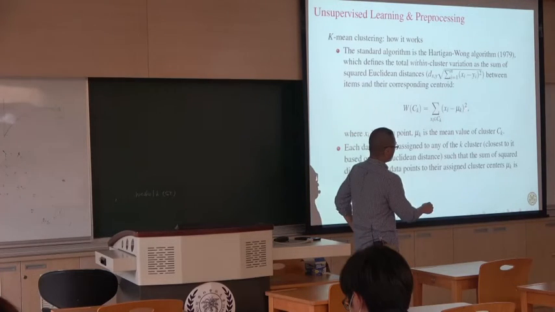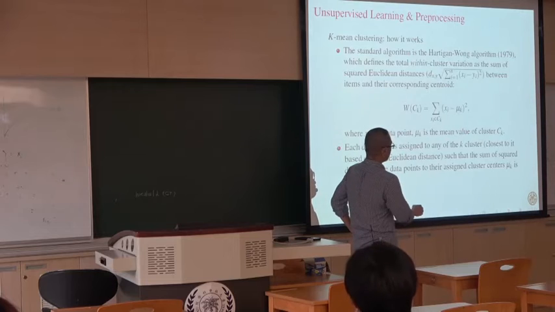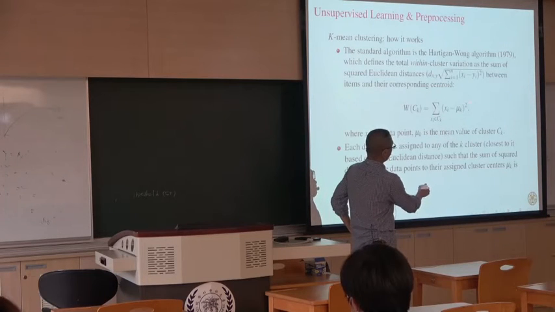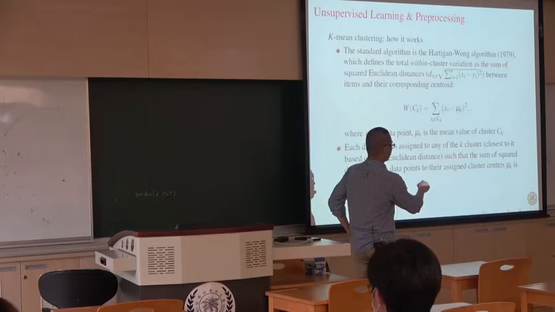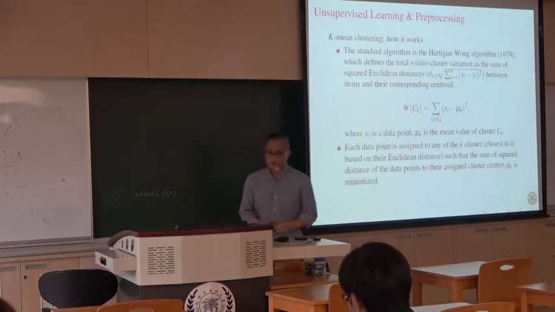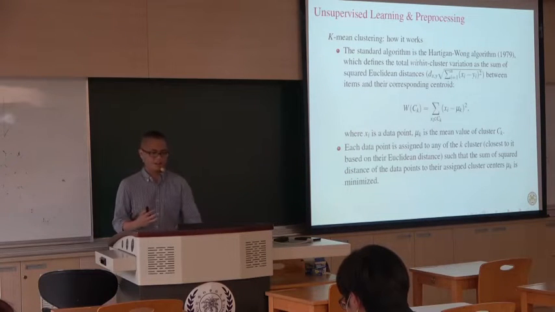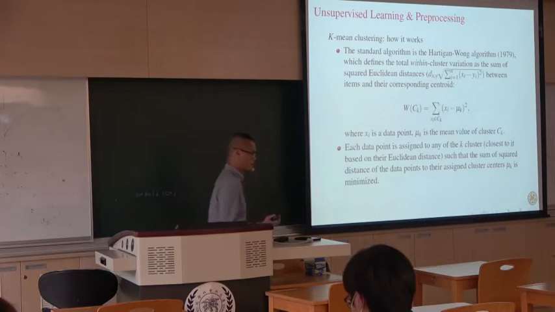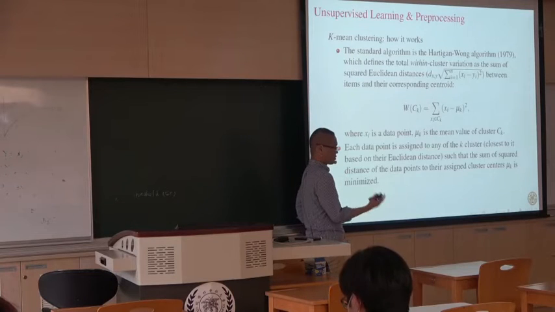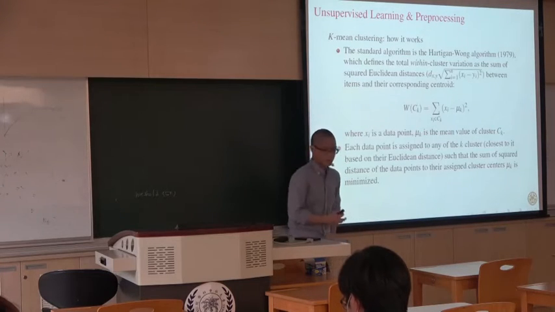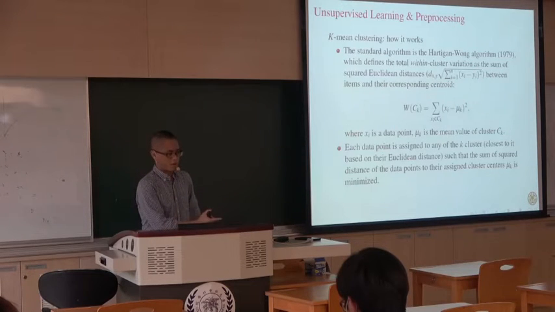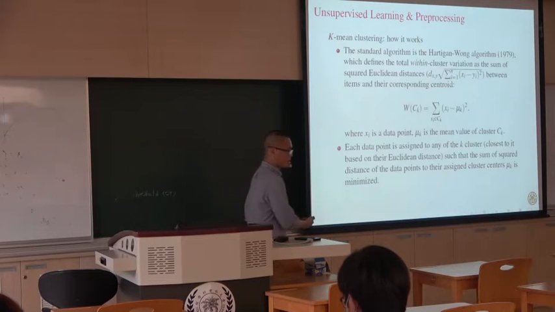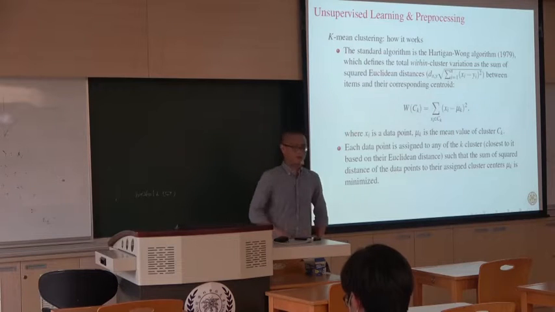So the mu is just the mean value of the cluster. If the algorithm minimizes the group of points surrounding the cluster centroid, then they assign it as a cluster. So each data point is assigned to any of the k clusters that we assume, say k equals 3 or 4, such that the sum of squared Euclidean distance between a given data point and the assumed centroid is minimized, so that cluster is created.